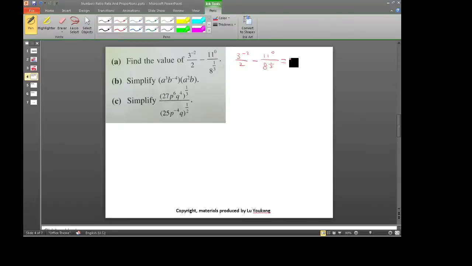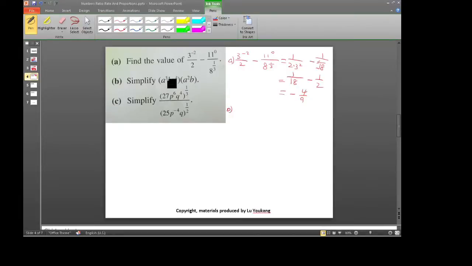Okay, 3 to the power minus 2, we can bring it down because minus 2 is also 2 in the denominator. So anything to the power of 0 is 1. So 11 to the power of 0 is 1. So 8 to the power of 1/3 is cube root 8. So therefore you get 1 over 18 minus half. And by punching the calculator, you get negative 4 over 9 at the end.